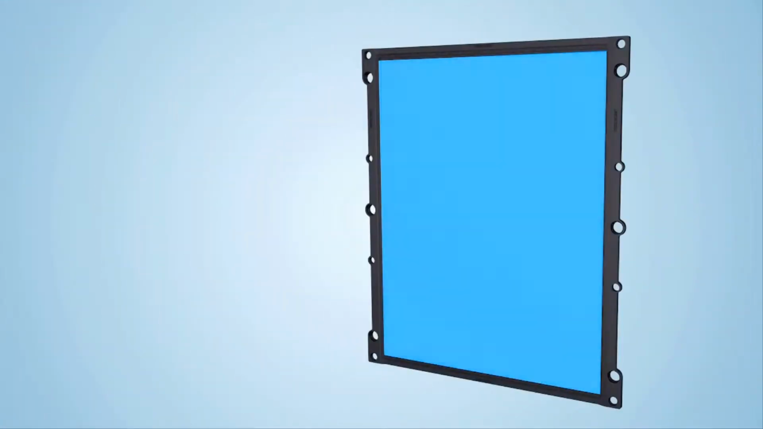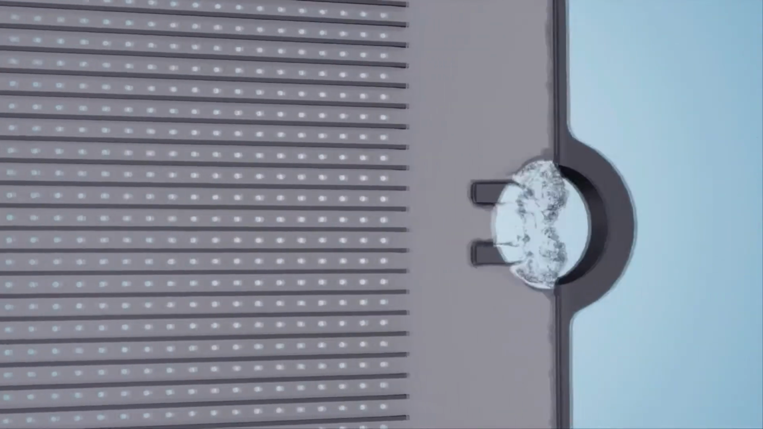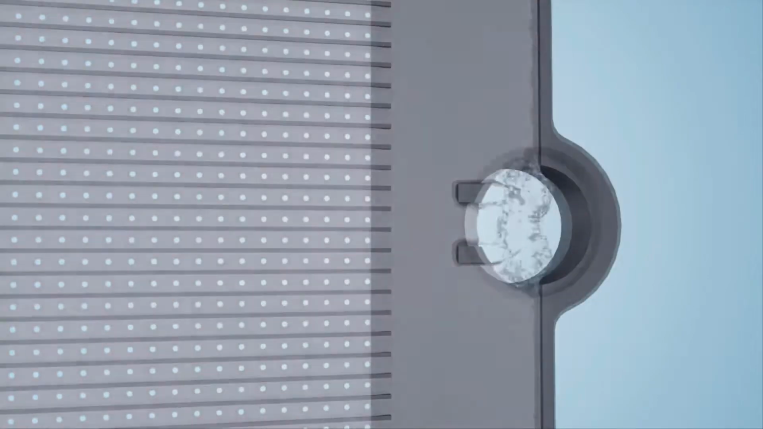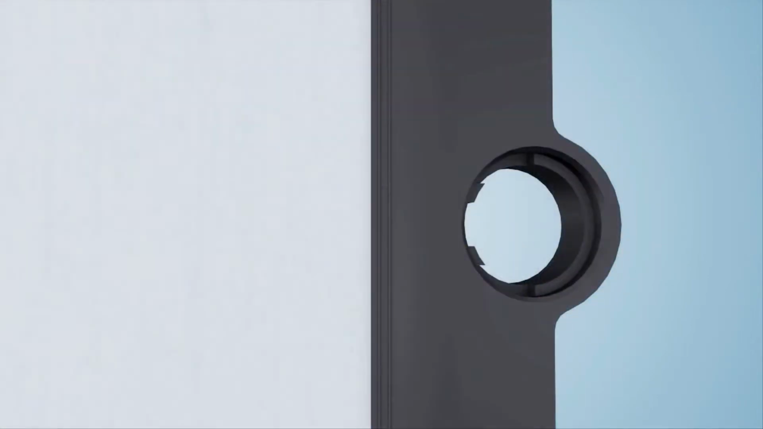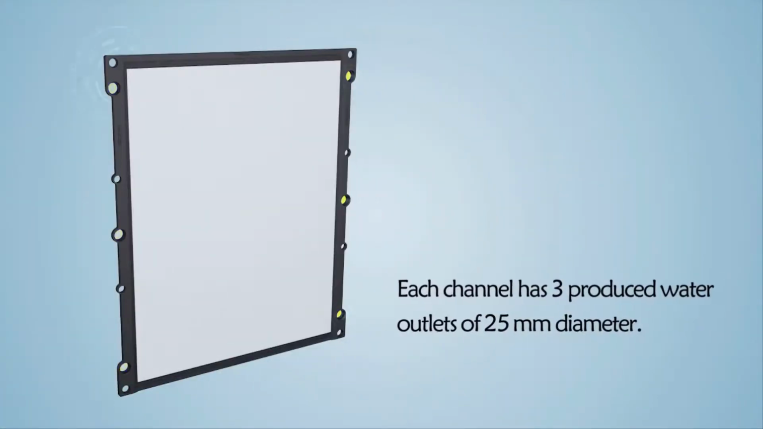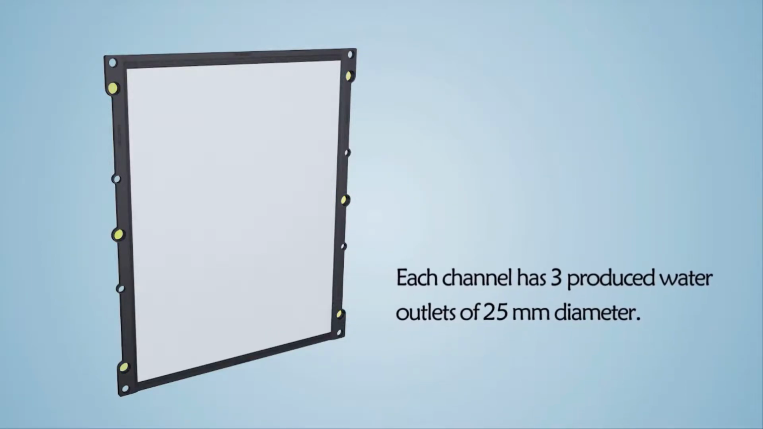The permeated water passes through the film, and ranks of water distributing holes flow over to tubes, go horizontally and parallel into the water vertical channels at two side edges. Each channel has 3 produced water outlets of 25 millimeter diameter.